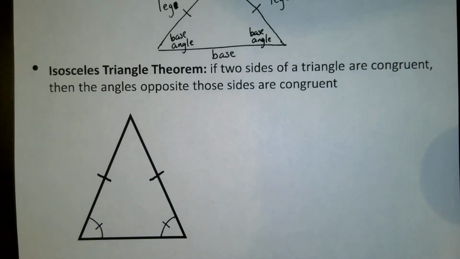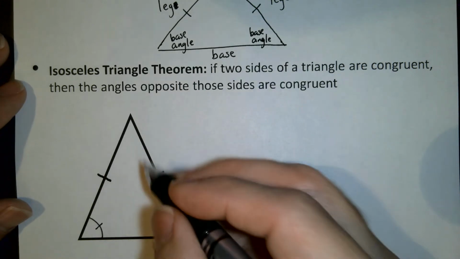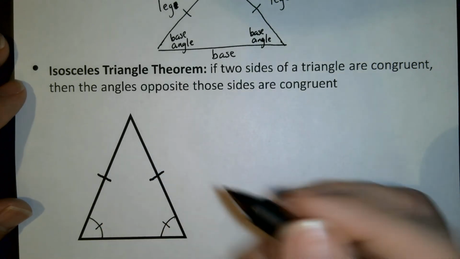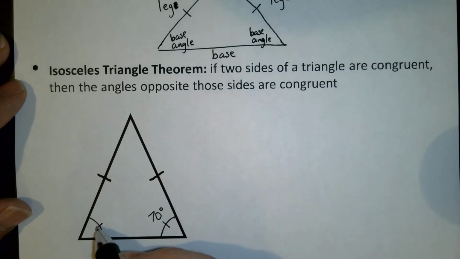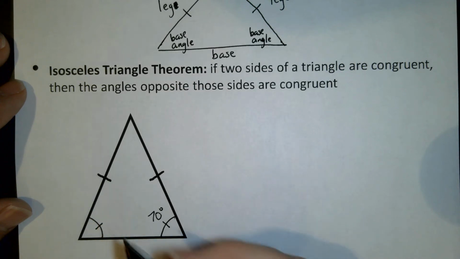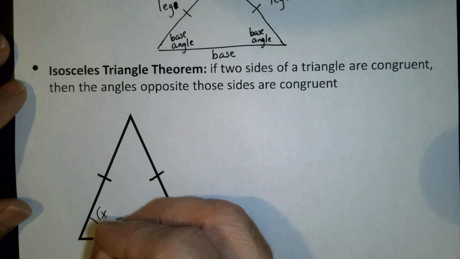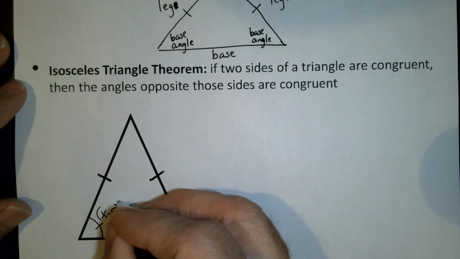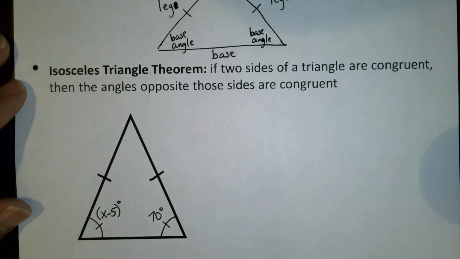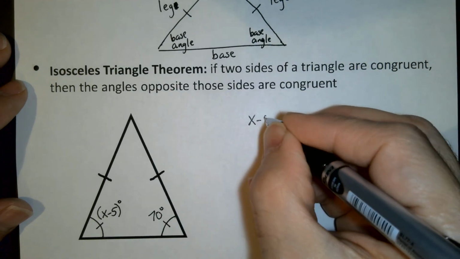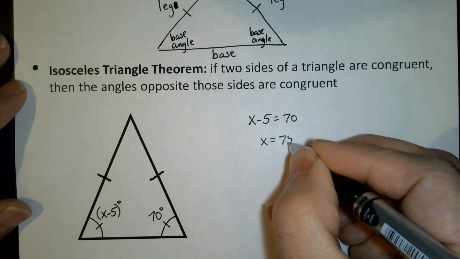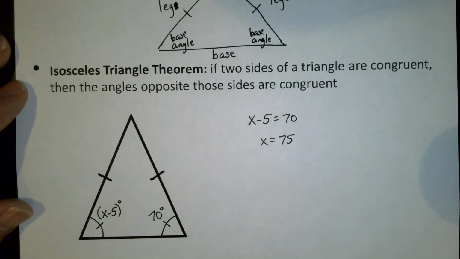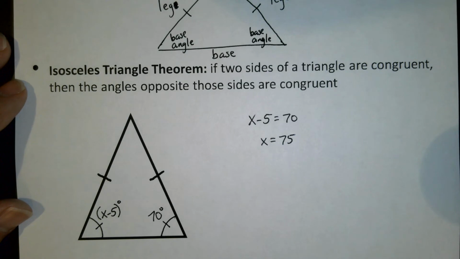Now, where that's useful is if I have a triangle and these two sides are given to me, and maybe I know this is a 70-degree angle, then I would immediately know that this is also a 70-degree angle. But it can also be used to do more than that. Let's say that this was described as an expression. I would know that those two have to be equal to each other, and I can use algebra then to find an x value or something like that.